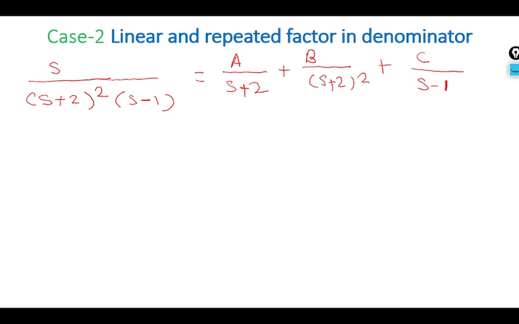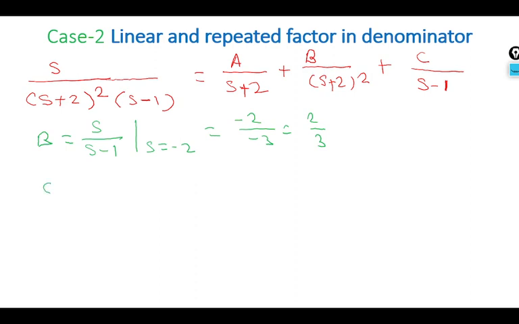So the a will not work. But to get the value of b, what we can do is just ignore the entire denominator of b from the given fractions. We're left with s upon s minus 1, where we are going to put s equal to minus 2. So we get minus 2 upon minus 2 minus 1, which is minus 3. So it is 2 by 3. So the value of b we get directly by the shortcut method.